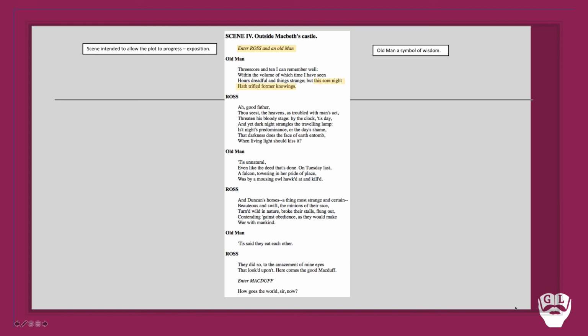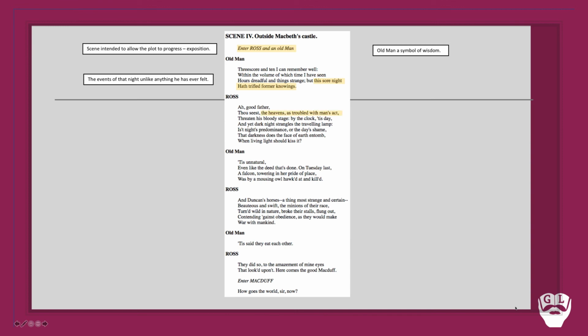But this sore night hath trifled former knowings. The old man here comments on how the events of that night are unlike anything he has ever felt. There is a real sense of this being an epochal moment in Scotland's history, that this fundamentally changes everything. And Ross and the old man contemplate this and comment to each other.